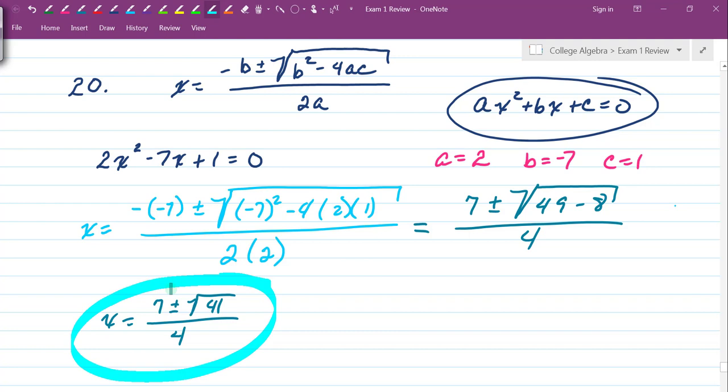Again, remember, we do have two answers because it is a plus or minus right there. Okay, so we have two answers. And that is how you solve a quadratic equation using the quadratic formula. Let me know if you have questions.